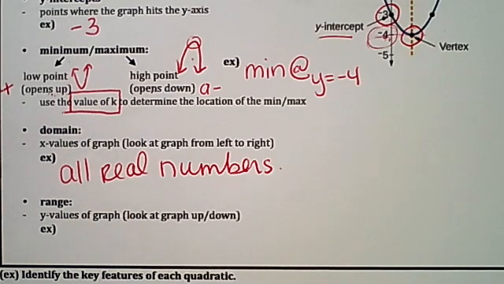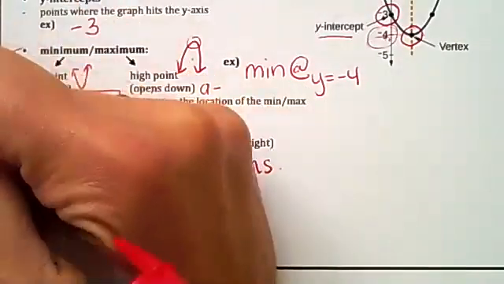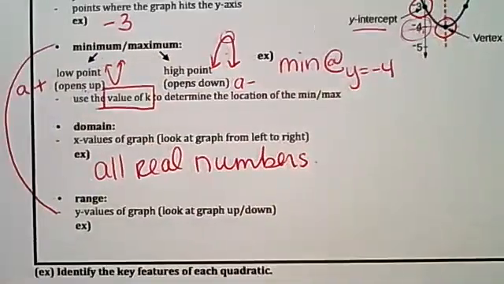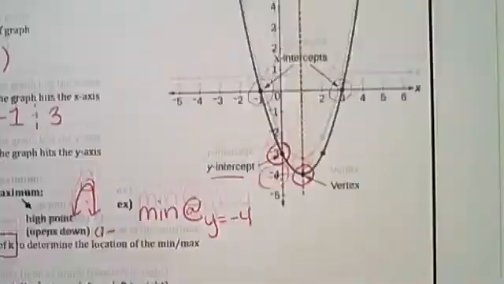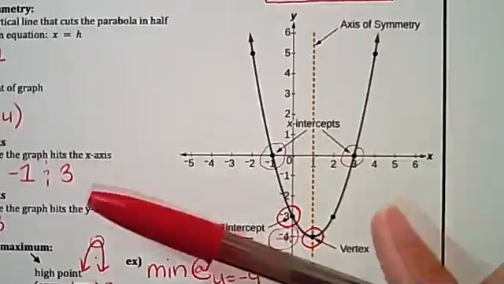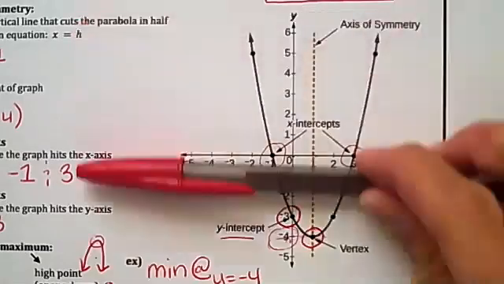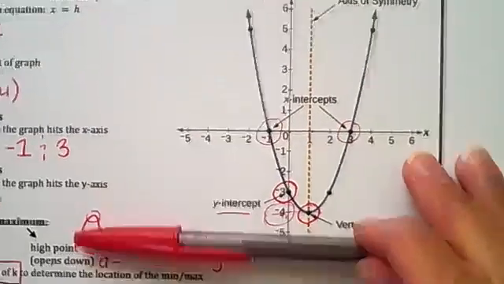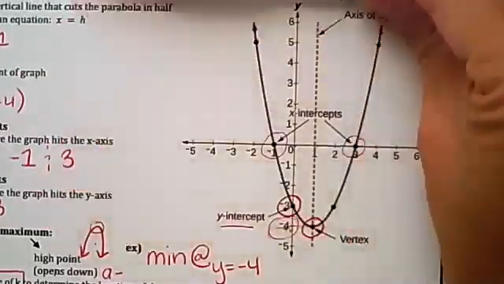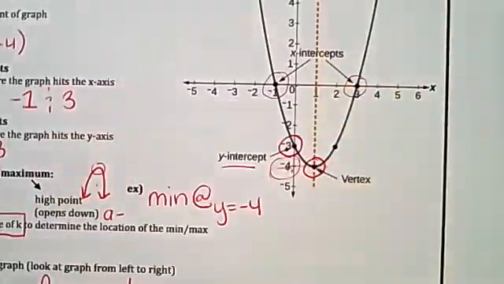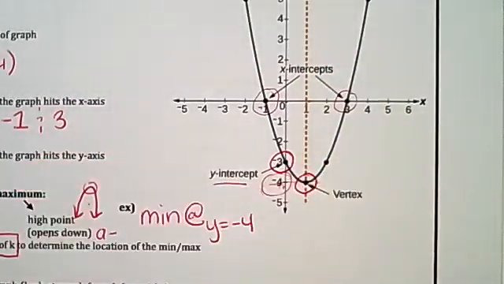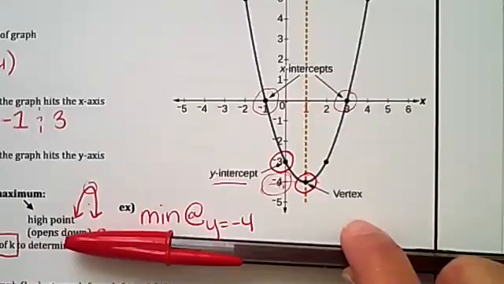Okay, and then the range is all of the Y values. This one is a little trickier. The range and the minimum maximum kind of go together. We answer them sort of similarly, and I'll show you why. The range is the Y values, so if you look back at this graph, we're looking at it up and down. This one's not all real numbers because yes, it's going on forever up, but it's not going on forever down. All these negatives below -4 are not part of the graph.